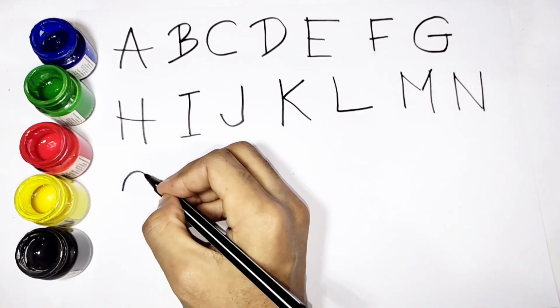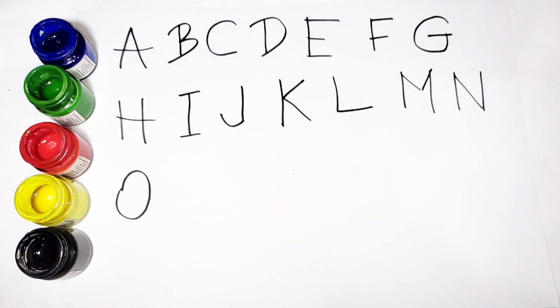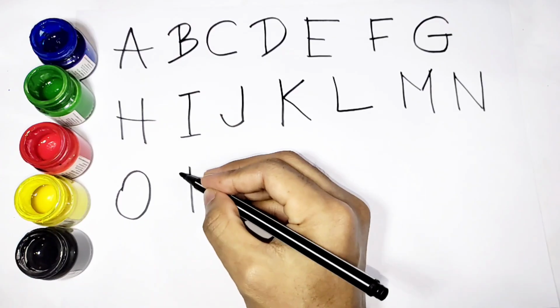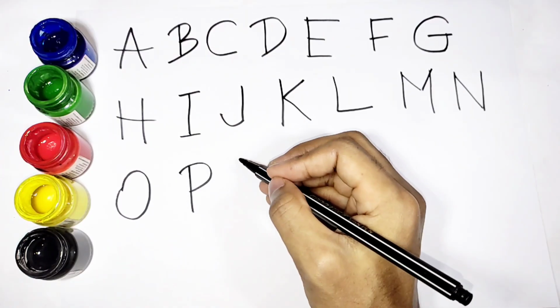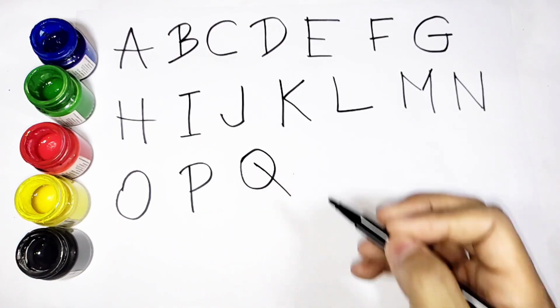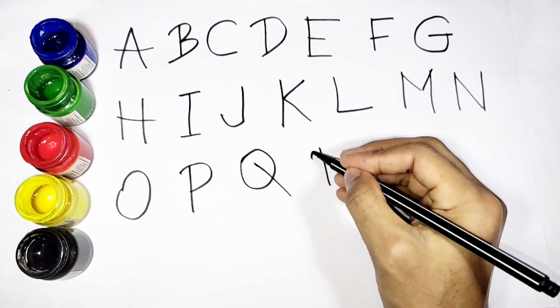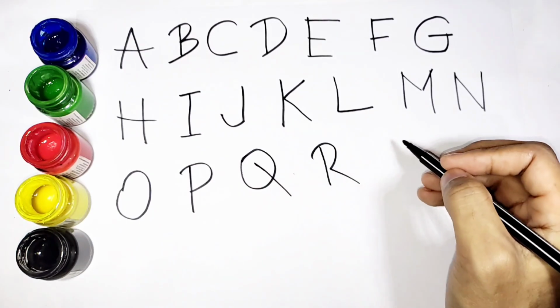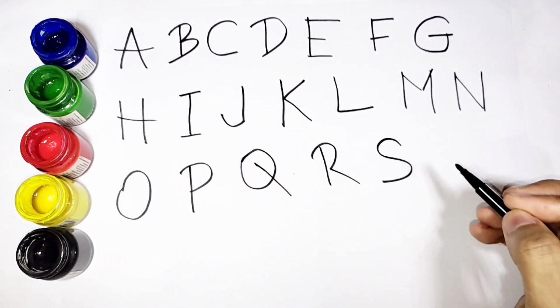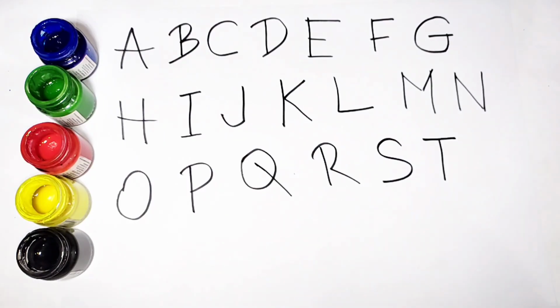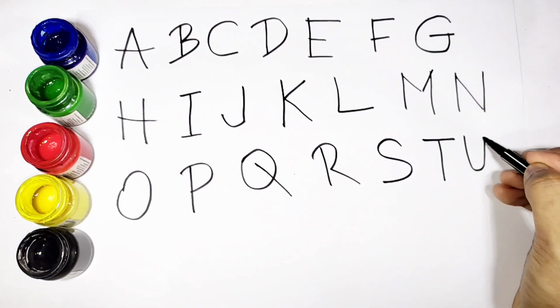The next one is O. O for orange. P for parrot. The next one is Q. Q for queen. R for rose, R for rice. S. T. And the next one is U.